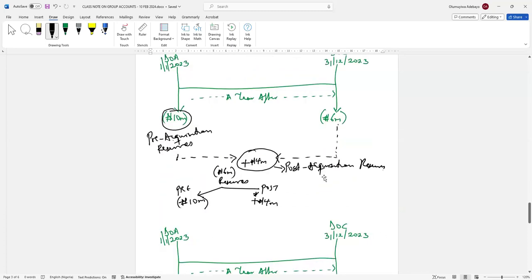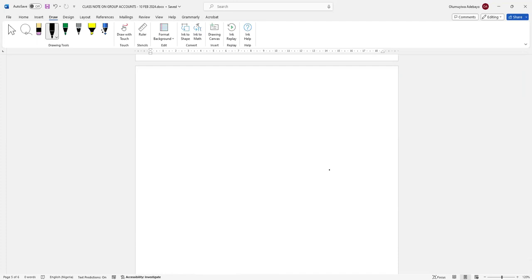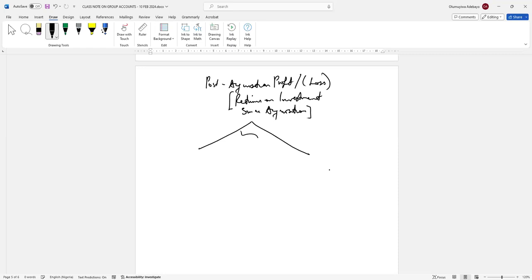What will always happen to post-acquisition? It's simple. Post-acquisition profits or loss is considered returns on investments since acquisition. And in that case, that amount will be split as a return to the shareholders. Who are the shareholders? We have two categories of shareholders, the parents, which is the controlling, and the non-controlling what? Interest.